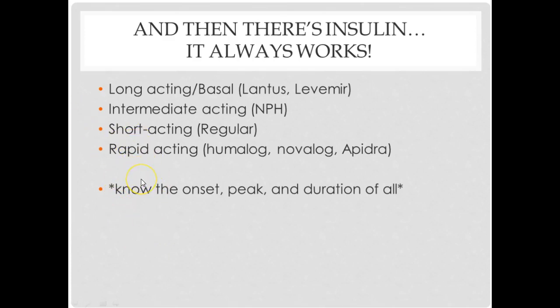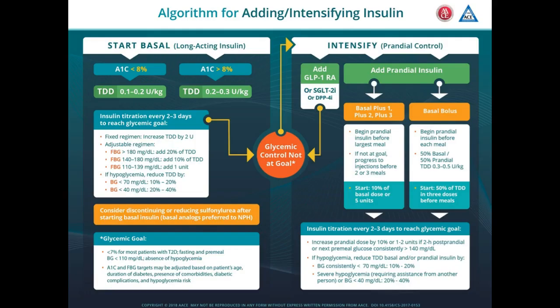There are several kinds of insulins. Please know the onset, peak, and duration of all. That is Nursing 101, but you need to repeat that knowledge. The algorithm for starting insulin, you're going to be looking at that in your dosing homework, but we want to take a look at their total daily dose, and at the beginning, when the A1Cs are pretty low, we keep that total daily dose fairly low or modest, and then otherwise we go pretty high.